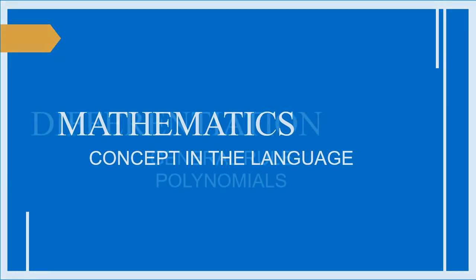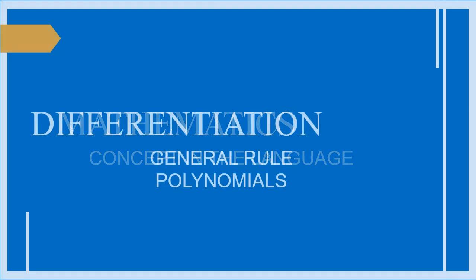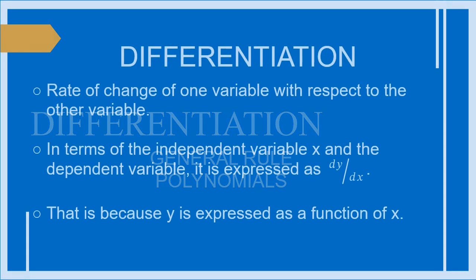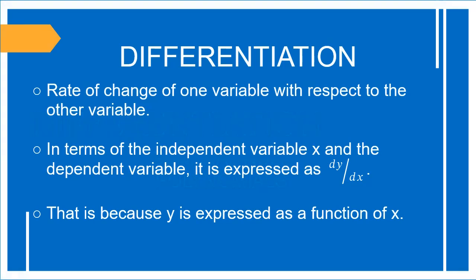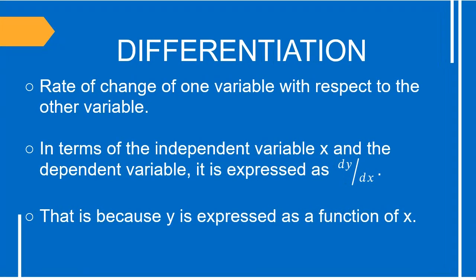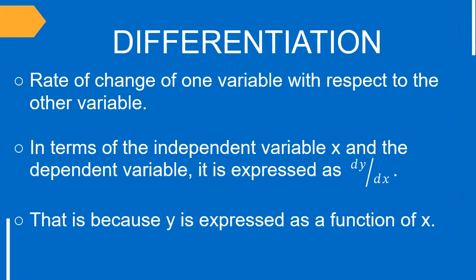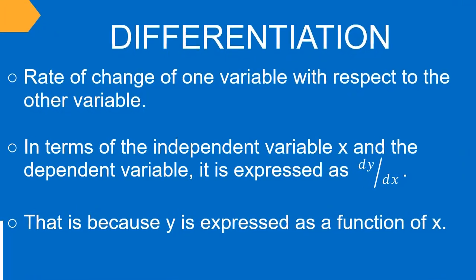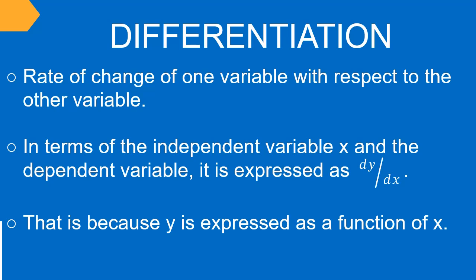So today we'll be working on differentiation and we'll cover two aspects of it: the general rules, as well as examples on the general rules and polynomials. So what's differentiation? Differentiation is a measure of change between two variables or two parameters. As one parameter is changing, what is the metered change on the other parameter? So it's the rate of change of one variable with respect to the other variable.